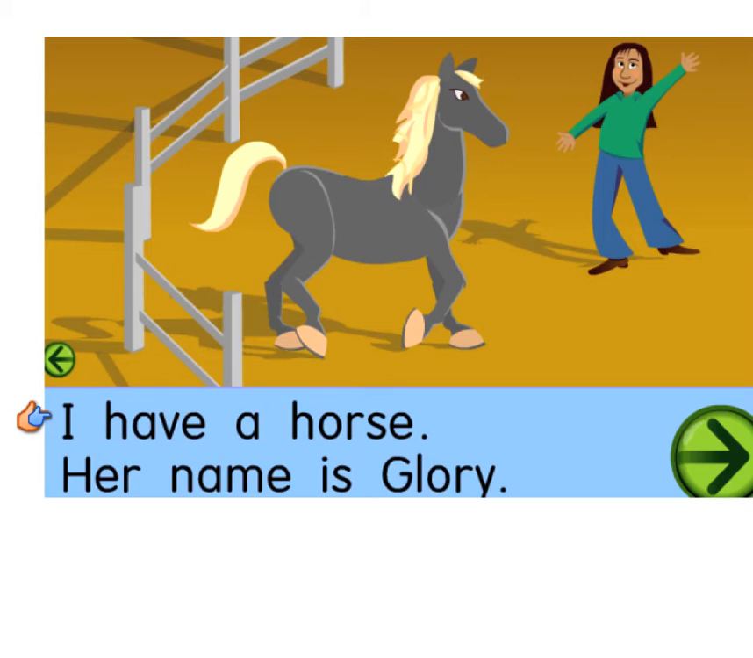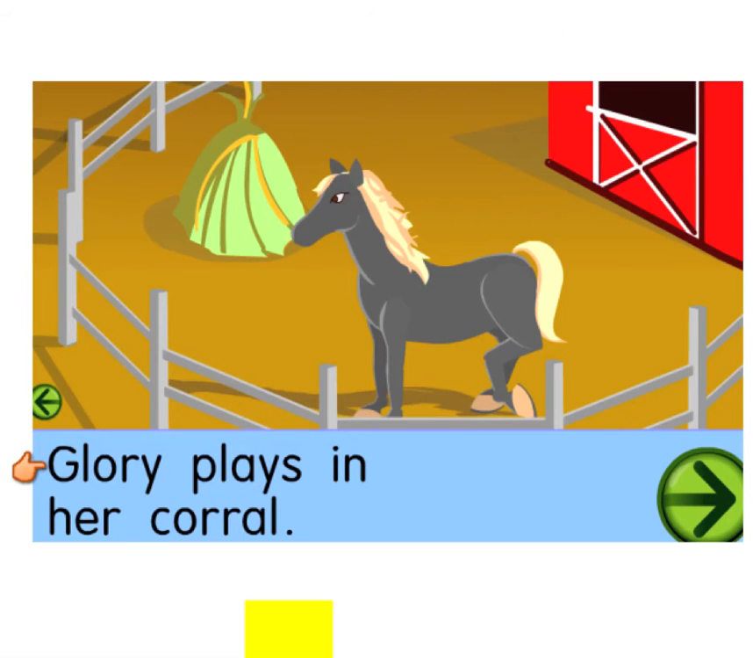I spy 2 words with OR in them. The sentences say, I have a horse. Her name is Glory. There's OR right there. There's OR right there. Very good. Okay, pause the recording. Find the 2 words that have OR in them.